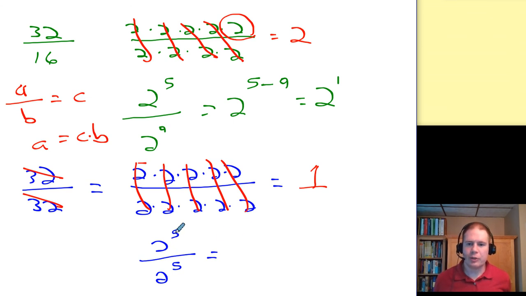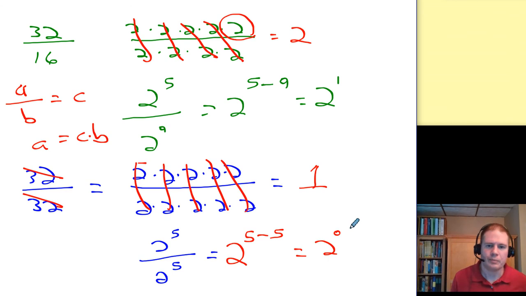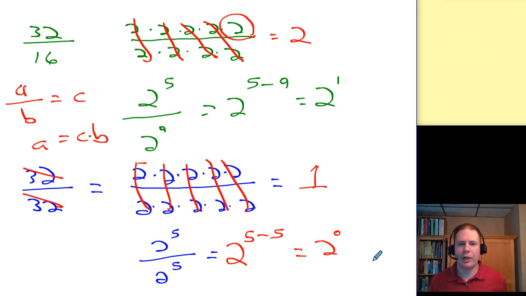Well, if I use the exponent rule I just showed to you, 2 to the 5th divided by 2 to the 5th, that's 2 to the numerator exponent minus denominator exponent. 5 minus 5 is 0. I don't have any 2's left. I just have that identity.